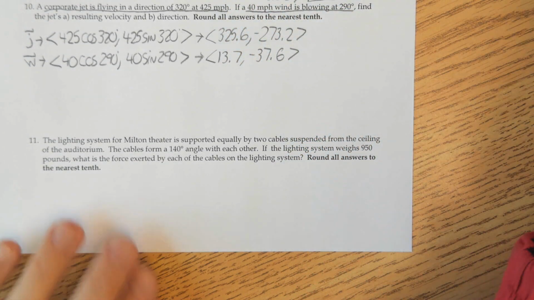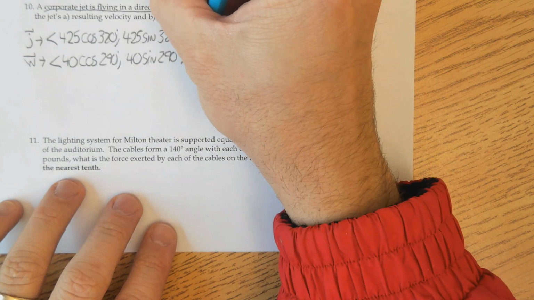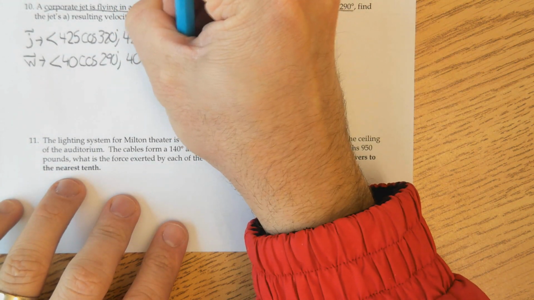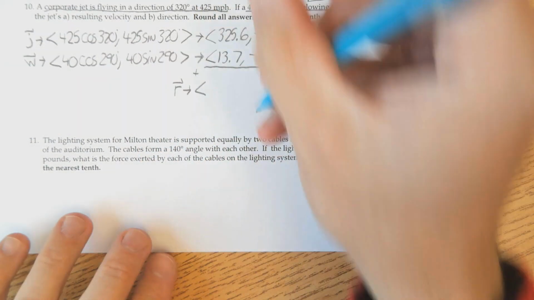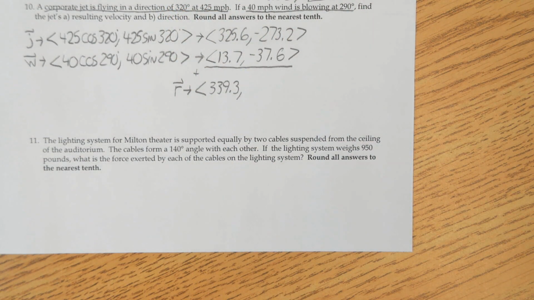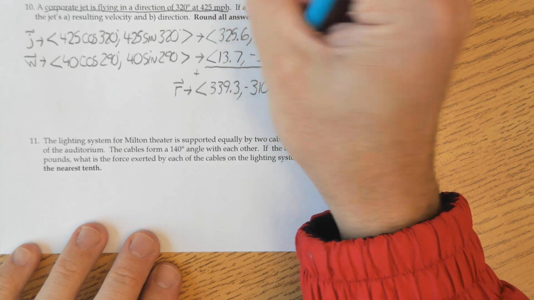So that's always our first step, is to come up with our components of each vector. We're going to go ahead now to get the resultant. We're going to add those all together. And so 325.6 plus 13.7 is going to give me 339.3. Okay, negative 273.2 minus 37.6 is going to give you a negative 310.8.